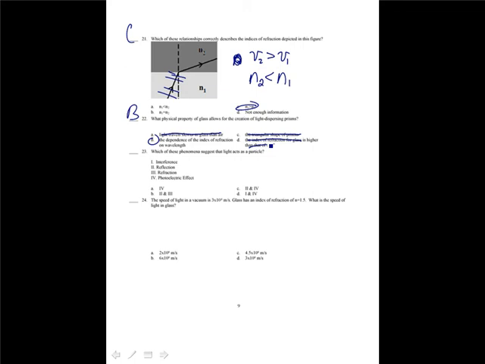Which of these phenomena suggests that light acts as a particle? Interference is a wave, reflection is a particle, refraction is a wave, photoelectric effect is a particle. So it's 2 and 4, that's option C.